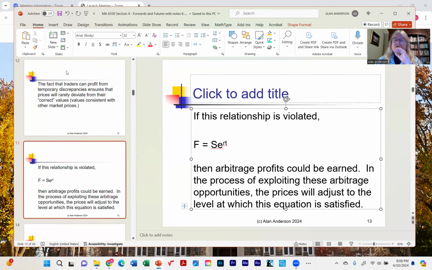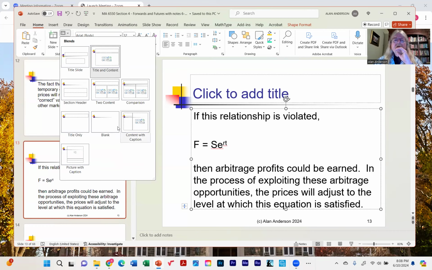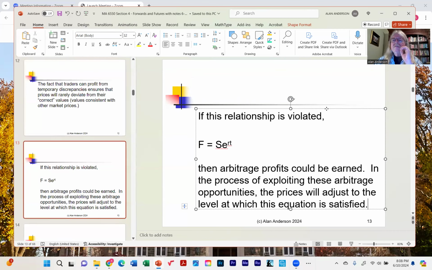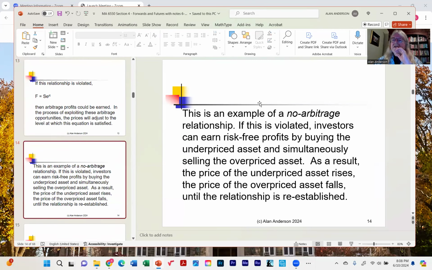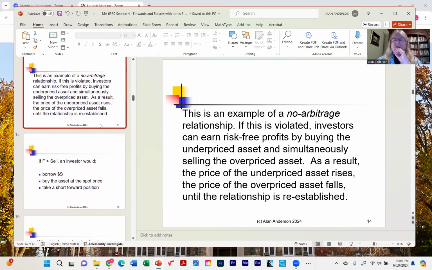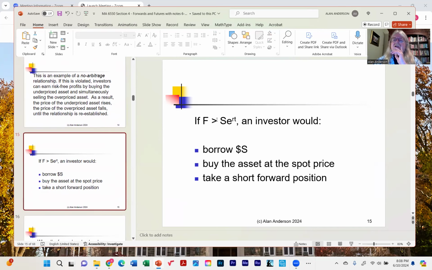Very, very quickly. Because of that, we often call this type of relationship a no arbitrage relationship, meaning that if this relationship fails to hold in the real world, arbitrage will take place and the prices will suddenly line up again with each other. So the basic logic is always the same. Suppose, for example, we discover that F is too high to be consistent with this relationship.